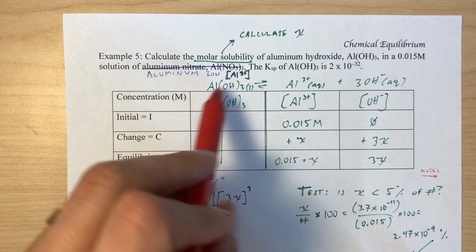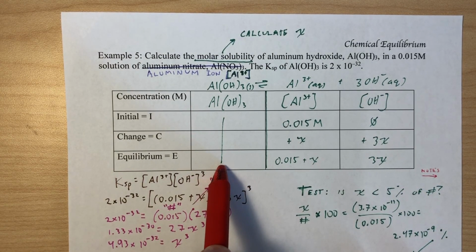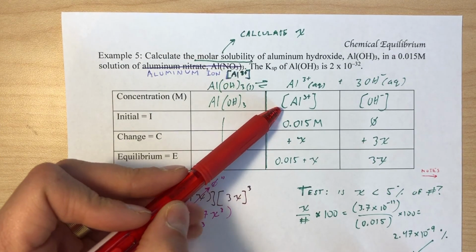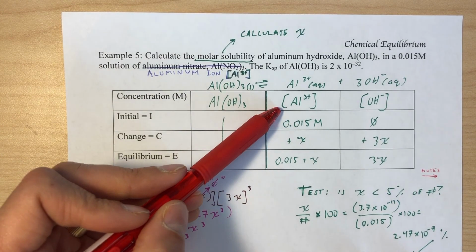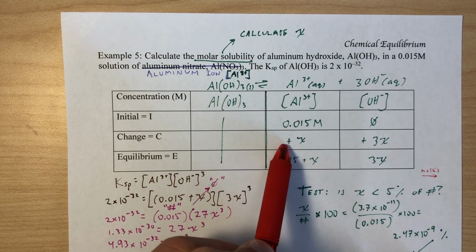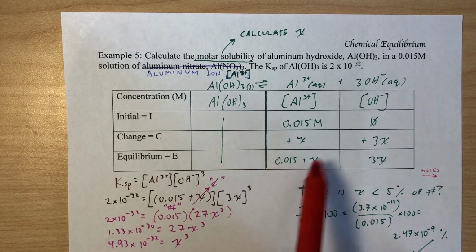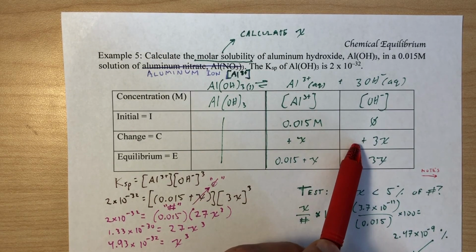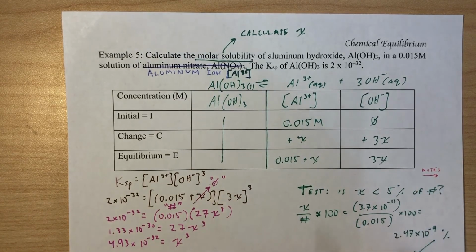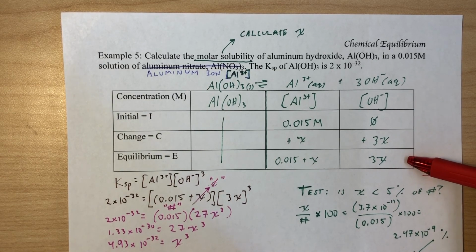So aluminum hydroxide solid is at equilibrium with aluminum ion and hydroxide ion aqueous. Our aluminum hydroxide solid reactant does not have a concentration. We have a 0.015 molar concentration of aluminum in solution at the beginning, and we have no concentration of hydroxide. So aluminum goes up by x, and we end up with 0.015 plus x at equilibrium. And for hydroxide, we have 0 that is increasing by 3x given our 3 coefficient in front of hydroxide. So we get initial 0, plus 3x for a change, and 3x at equilibrium.